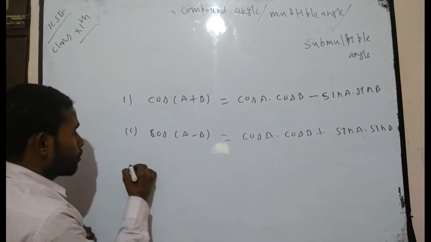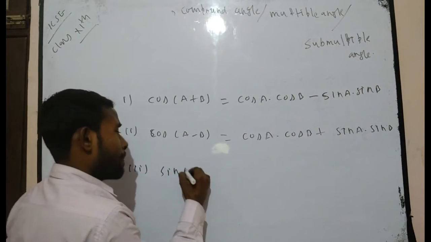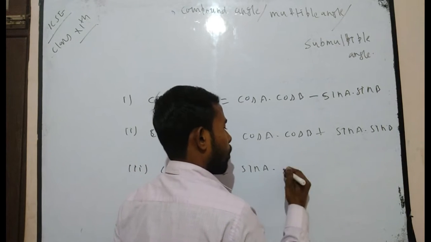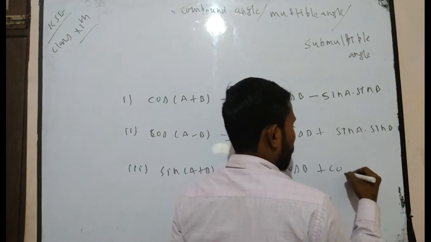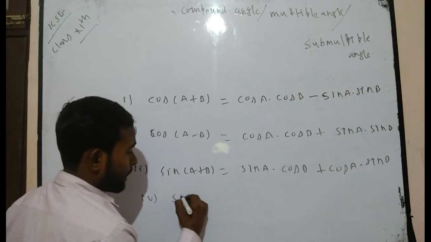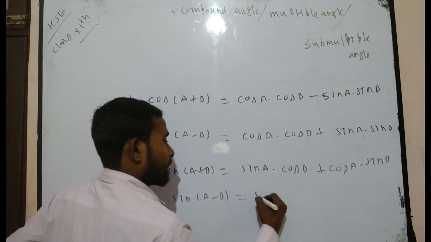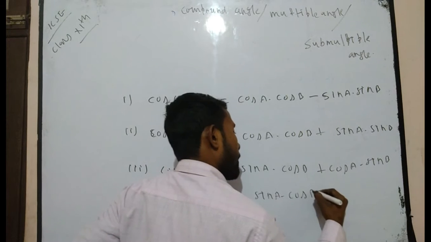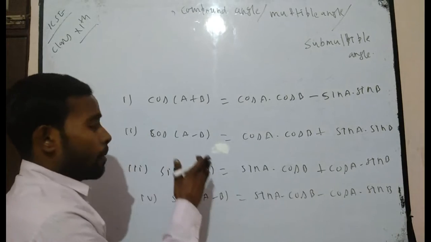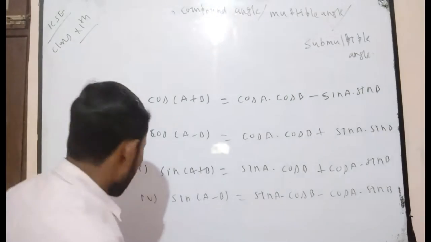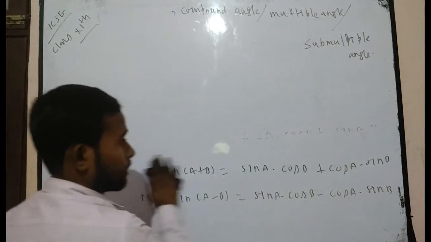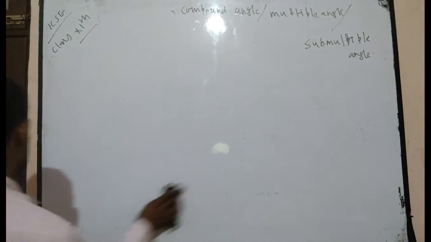Its role is very important. So next formula will be sin A plus B is equal to sin A into cos B plus cos A into sin B. If you take next formula, then you have to remember again sin A minus B is equal to sin A into cos B minus cos A into sin B. You can prove all formula with the help of each other. Now we take next formula. You have to remember all these formulae.